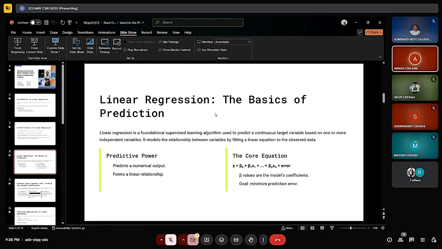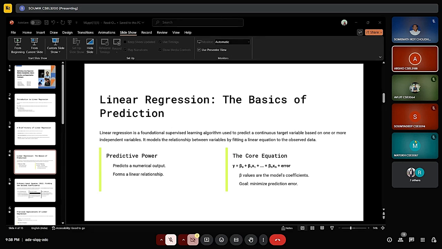Make it full screen. Make it full screen. Okay. Fine. Just leave it there.